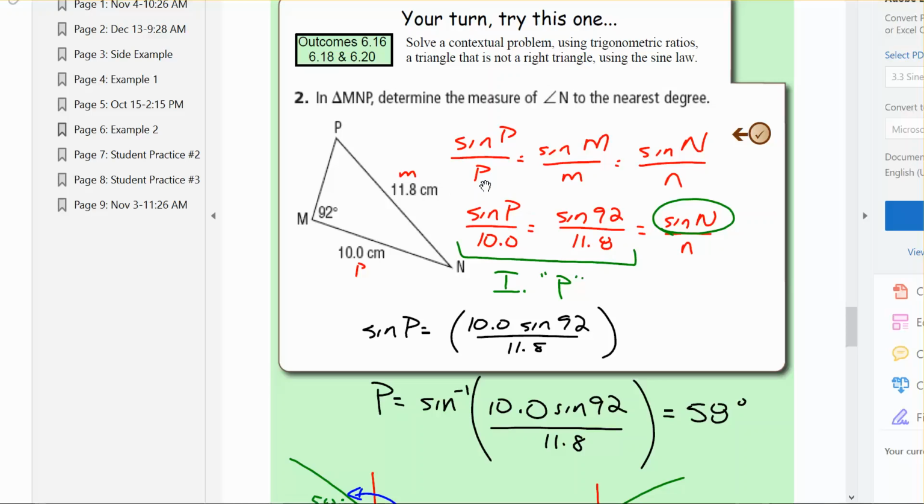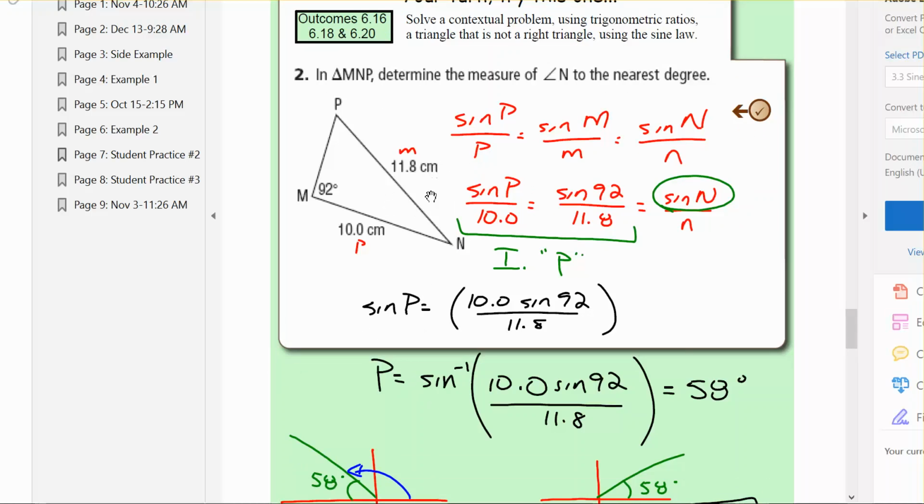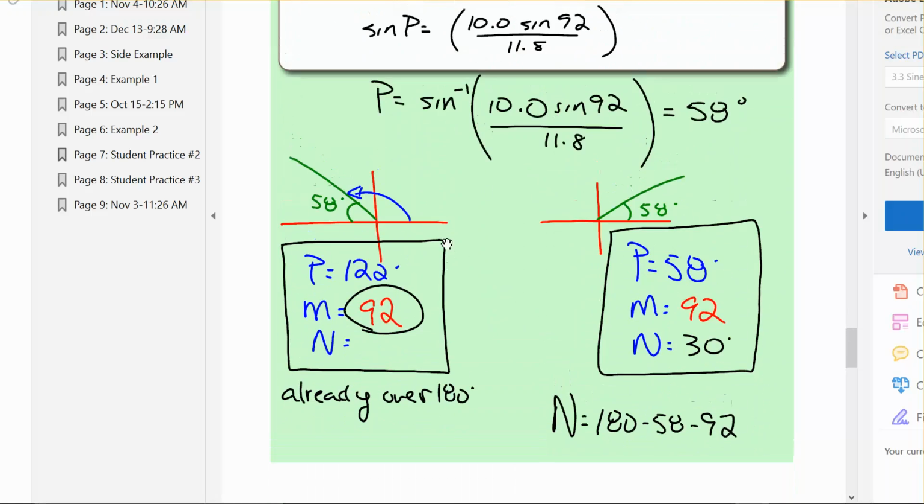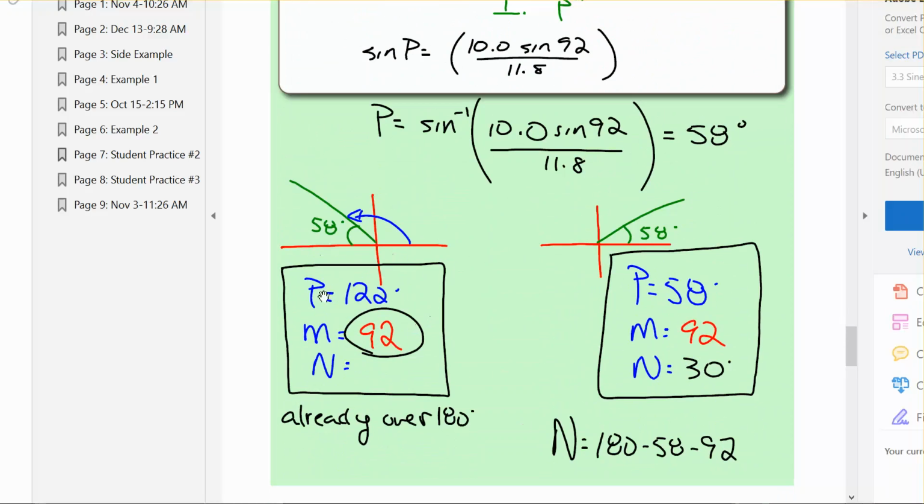And here's the solution for this one. I'm just going to leave that up for a minute. Scroll down a bit. So there's the solution. It ended up being this one. No, sorry, not this one. This one's already over 180, so it ended up being this one, and was equal to 30.